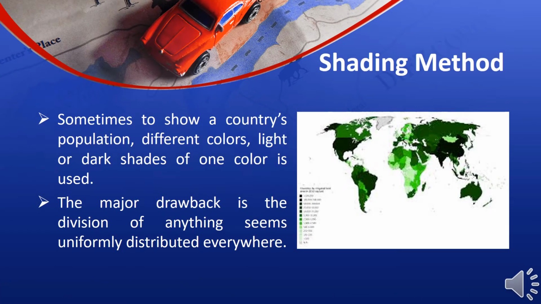Students, today we will start the shading method. Sometimes to show a country's population, different colors, light or dark shades of one color, are used in the shading method. The major drawback is that the division of everything seems uniformly distributed everywhere. You cannot understand whether things are equally distributed or unequally distributed. It shows only the uniformity of anything.